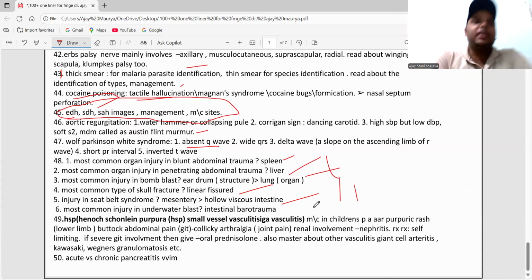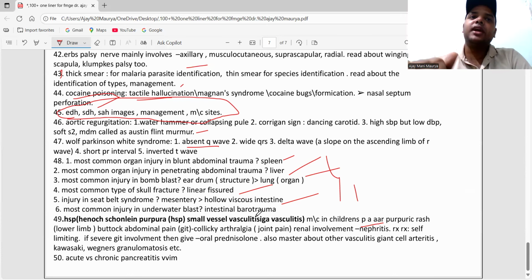Next one, HSP, Henoch-Schonlein purpura. I don't know how to pronounce this one, guys. I always remember it as HSP. HSP is very easy for us. It is a small vessel vasculitis, the most common vasculitis in children. Remember the mnemonic PAR. P for what? Palpable purpura. Abdominal pain, colicky, and arthralgia. There is renal involvement, which is associated with nephritis. Treatment is self-limiting.